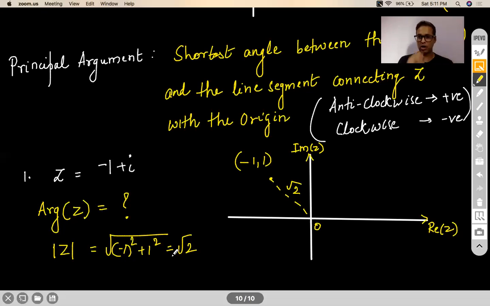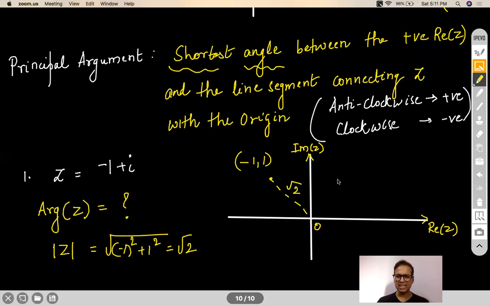Now I want to find out the principal argument of this complex number. The principal argument is, as you can see, the shortest angle between the positive real z-axis and the line segment connecting z with the origin. So this is your z point. If you connect it to the origin, what is the shortest angle? Will the shortest angle be this way? No, sir, that is not the shortest angle, and moreover it will exceed our minus pi to pi interval. So your shortest angle has to be this angle.